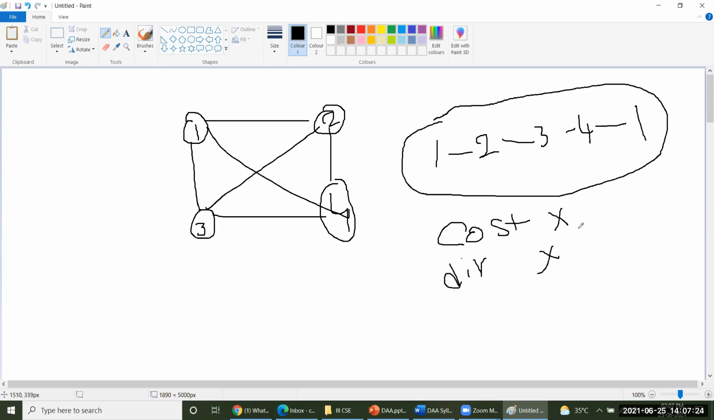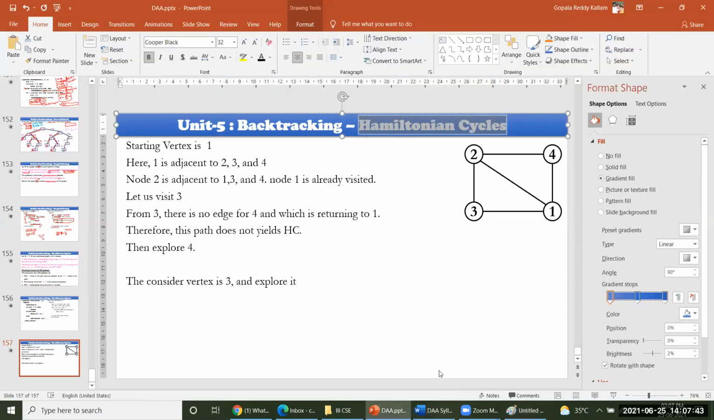If cost and directions are there, then the traveling salesman problem, TSP, can be taken into consideration, which is there in the next unit. That is branch and bound. We'll see the traveling salesman problem over there. Okay. However, this is the actual output of your Hamiltonian cycle here. Okay. Let's get started without any further delay.